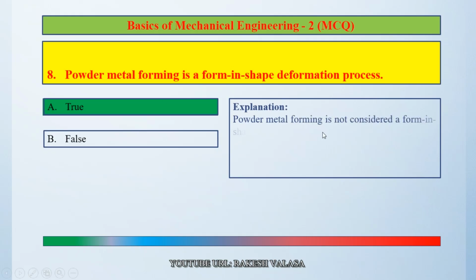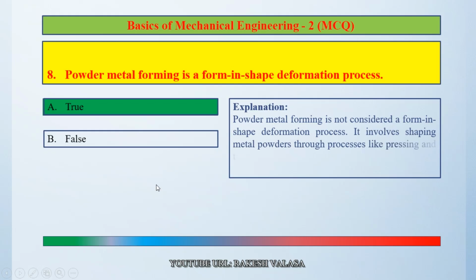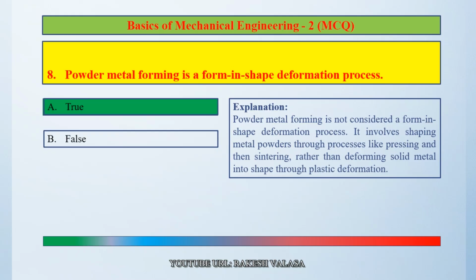Powder metal forming is not considered a form in shape deformation process. It involves shaping metal powders through processes like pressing and then sintering rather than deforming solid metal into shape through plastic deformation. So the correct answer is option A true.